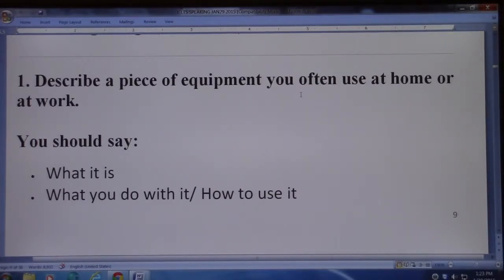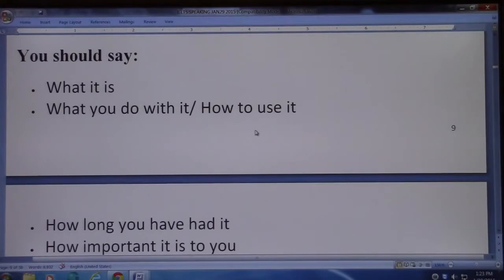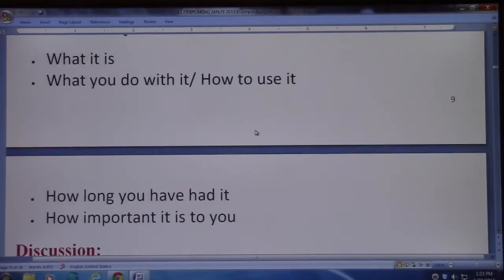Describe a piece of equipment you often use at home or at work. You should say what it is, what you do with it or how to use it, how long you've had it, how important it is to you. So basically, you would take notes, and then you have about a minute or two to take notes, and then you'll have to respond. As you take notes, you should remember you have 4 questions here, so you need to answer all the 4 questions, respectively and in order.